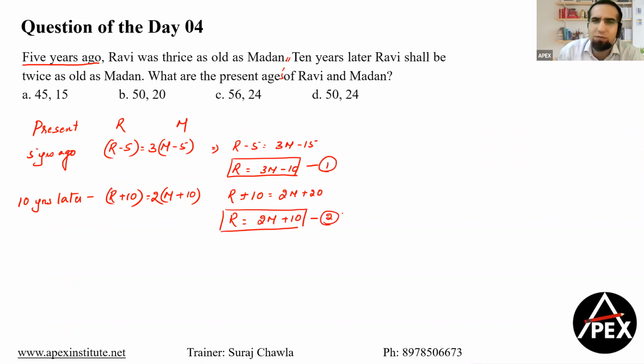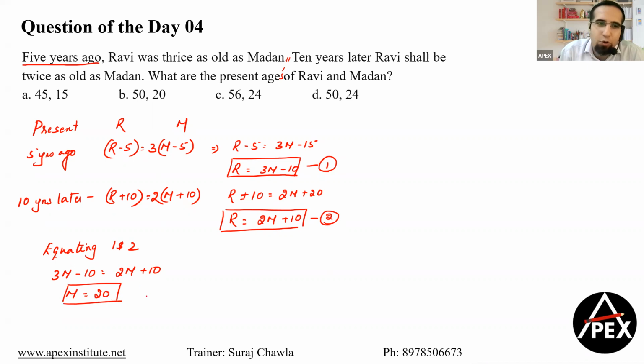Now the best part is both of them have a subject called R. So I can equate equation 1 and 2. So equating 1 and 2, what do I get? We get 3M minus 10 is equal to 2M plus 10. Right? Or when I transpose, I get the value of M is equal to 20.